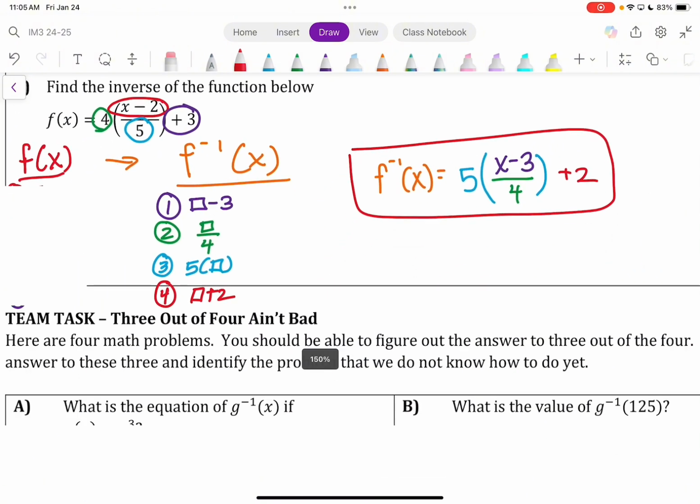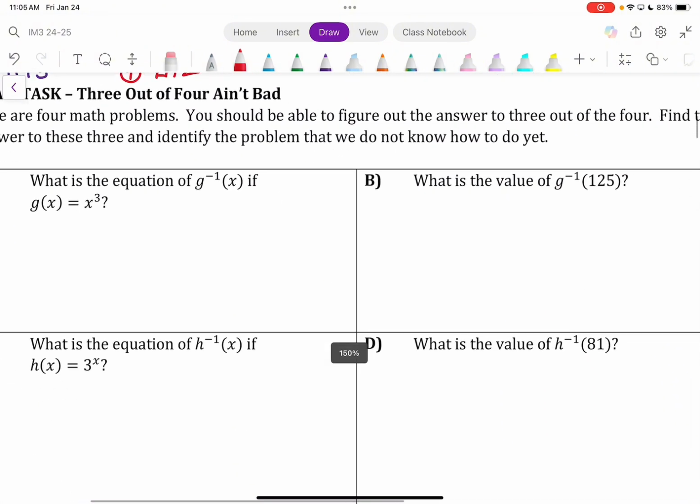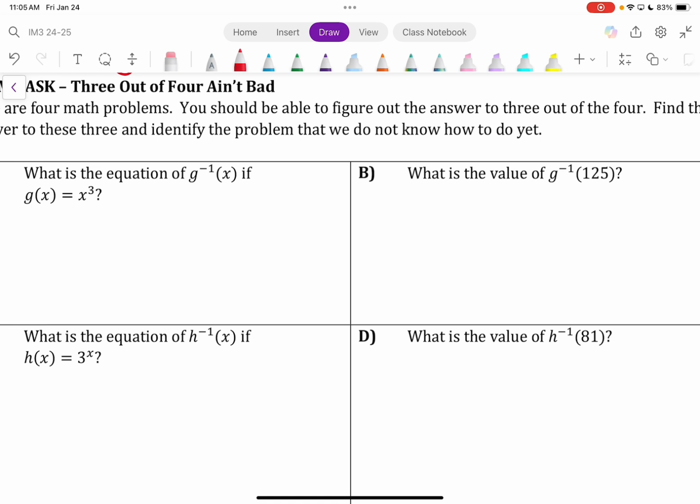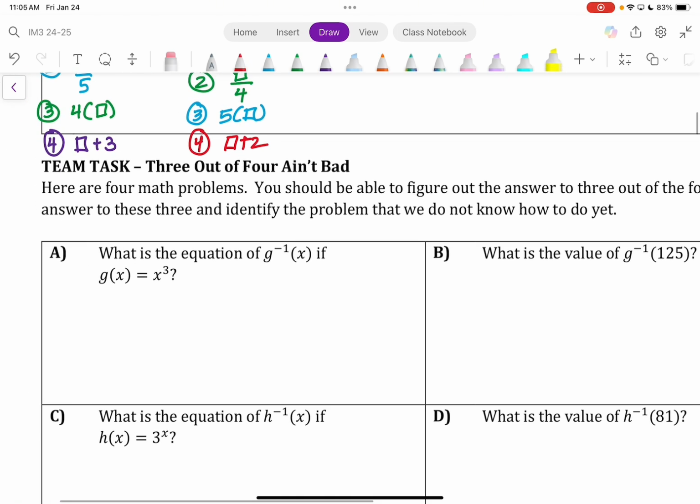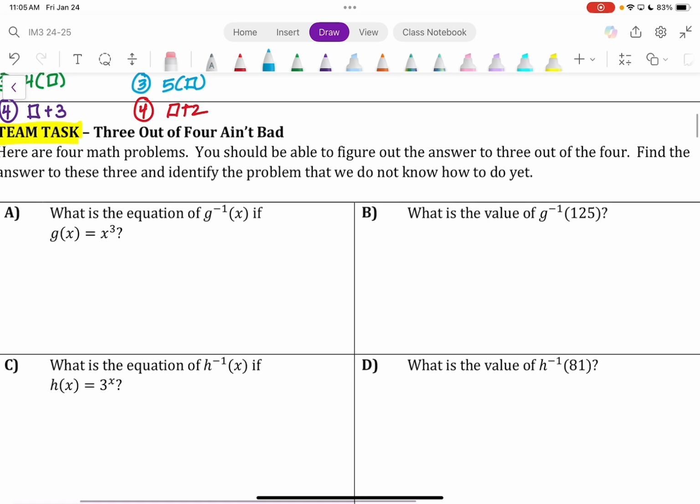Okay, great. So the next activity is a 3 out of 4, and this is a team task. Anytime you see the label team task, this is something you're going to work on together as a group. So this is an activity for 4 people. You're going to have the following 4 math problems. You should be able to figure out the answer to 3 out of 4 of them.